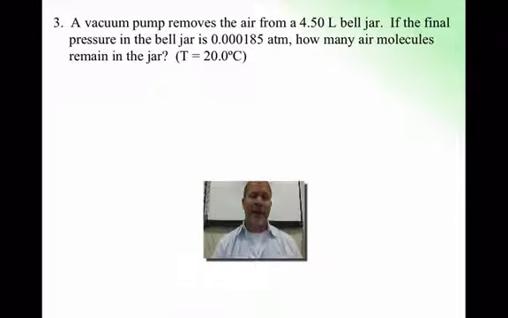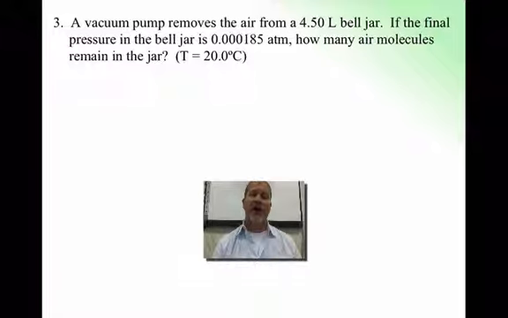Next problem. A vacuum pump removes the air from a 4.5 liter bell jar. If the final pressure of the bell jar is 0.000185 atm, how many air molecules remain in the jar? And the temperature is 20 degrees Celsius.